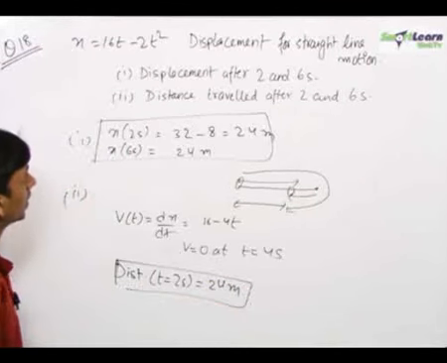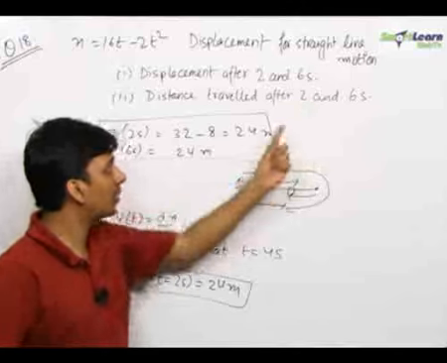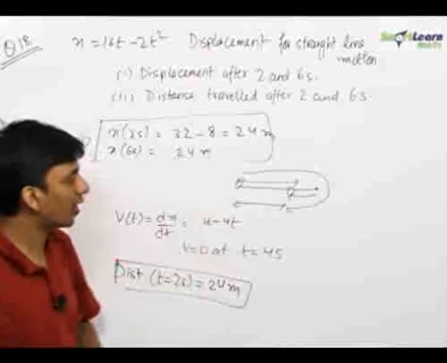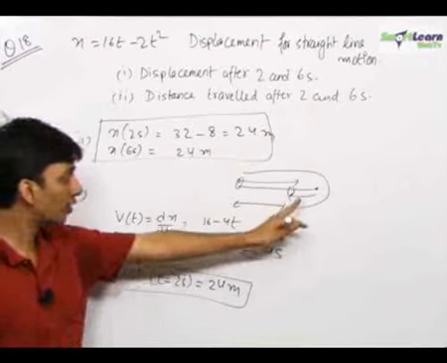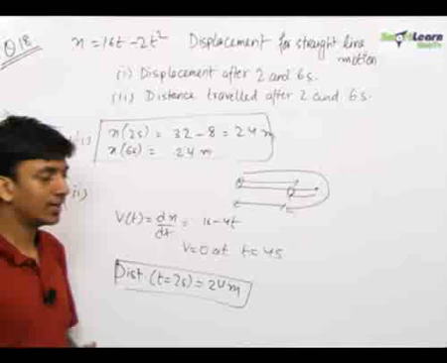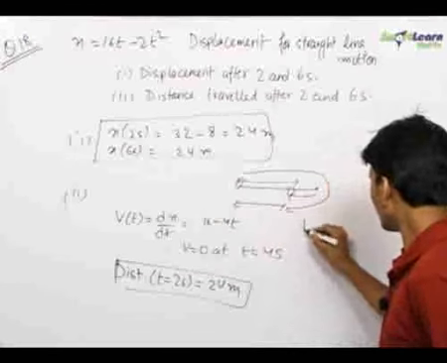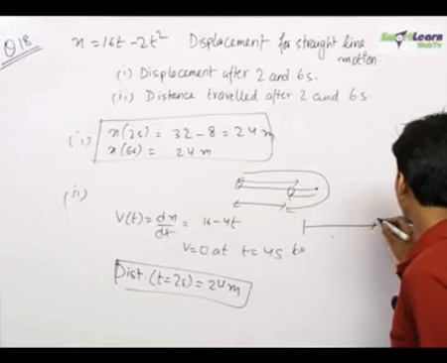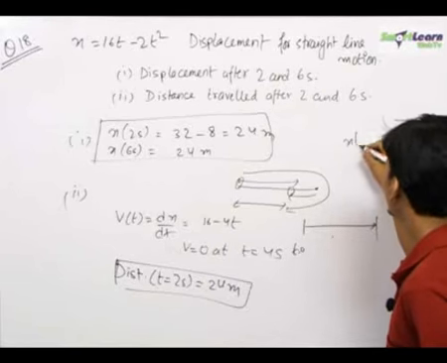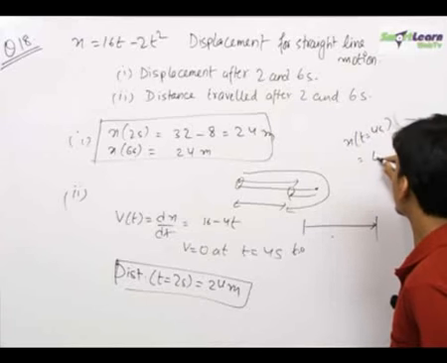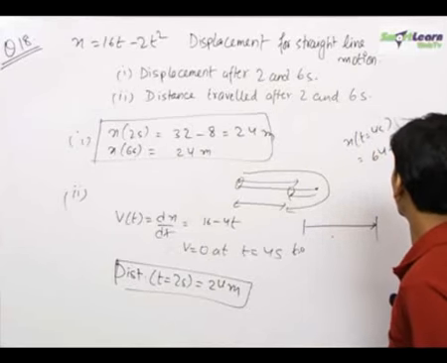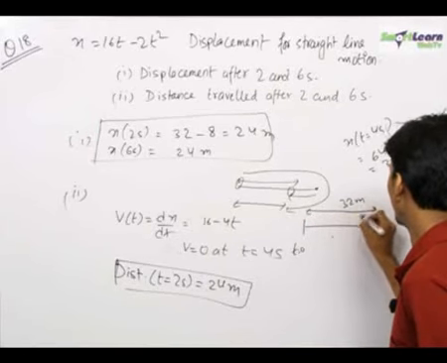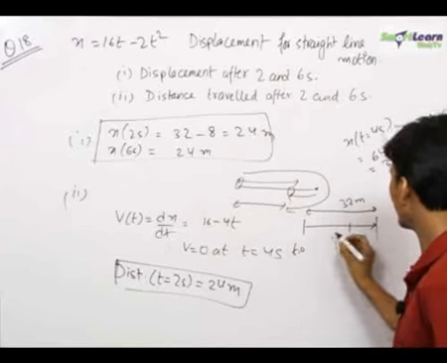Now for the second part, we need to find out the distance travelled by the particle after 6 seconds. We find that at t = 4 seconds, the velocity of the particle becomes 0. That means the object changes its direction. So from t = 0 to t = 4 seconds, let us check: the displacement at t = 4 seconds was 64 minus 32, that is equal to 32 meters. It travelled 32 meters. The displacement at t = 2 seconds was 24 meters.